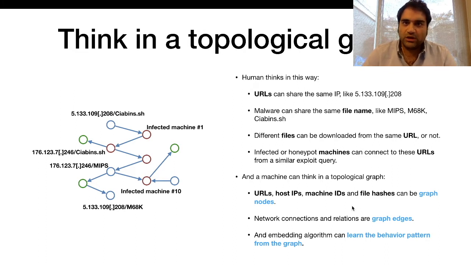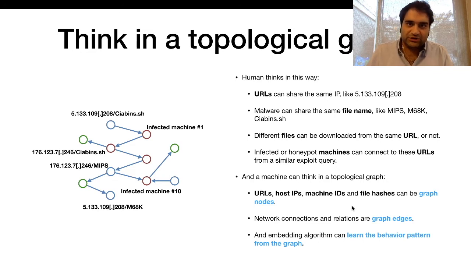So those are one type of information. There are other kinds of information in the topological graph platform for the machine, like network connections or any other relations. Those will be considered as the graph edges. So that's how the machine will handle different pieces of information here.